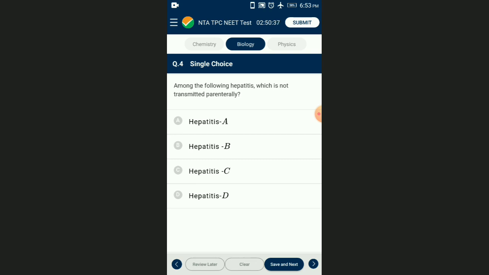Question number 4. Following hepatitis, which is not transmitted parenterally? Hepatitis is defined as the inflammation of the liver, usually due to viral infections, but sometimes it may also result from toxic agents. Hepatitis A and E are transmitted due to ingestion of contaminated food or water, whereas the other types of hepatitis such as B, C and D are transmitted parenterally through contact with infected body fluids, which include receipt of contaminated blood or blood products. So the answer for this question is option A, hepatitis A.